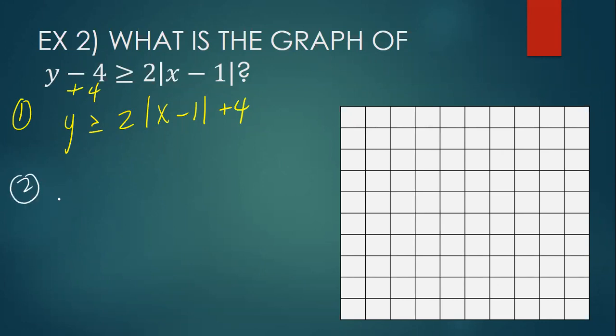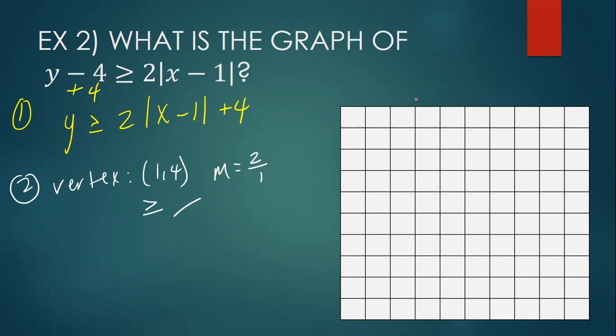Step 2, we're going to use our vertex and our slope, or our a value, to find our graph. So the vertex here is 1 and 4. Perfect. And our slope equals, what's our a? 2. So up 2 over 1, right? And is our line going to be dashed or solid? So it's a solid line because it's equal to. All right, so let's create our graph.